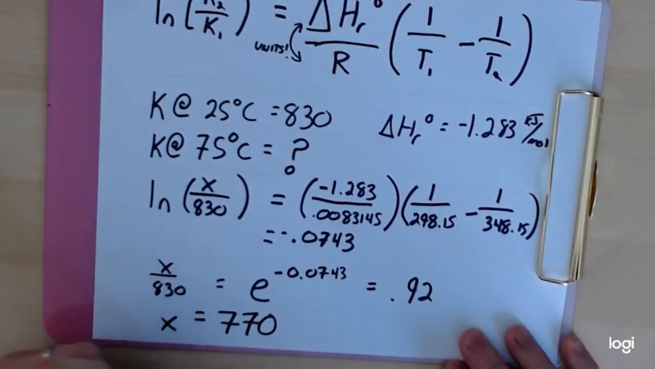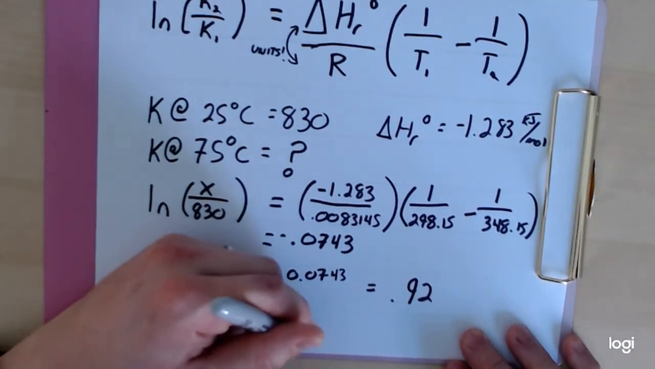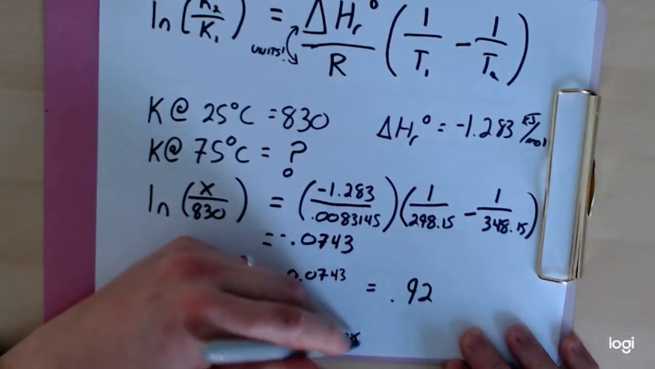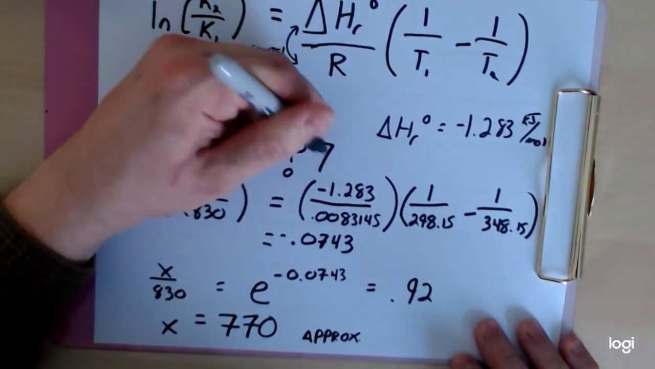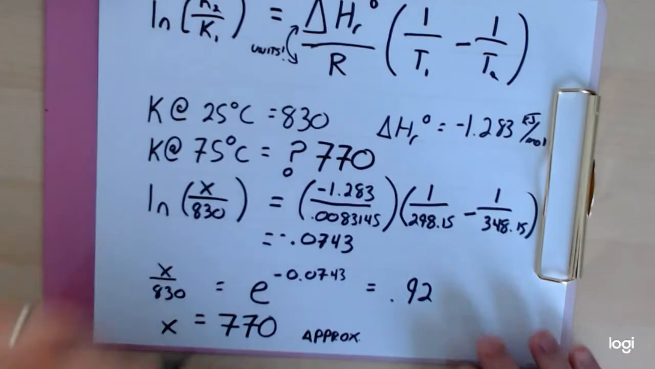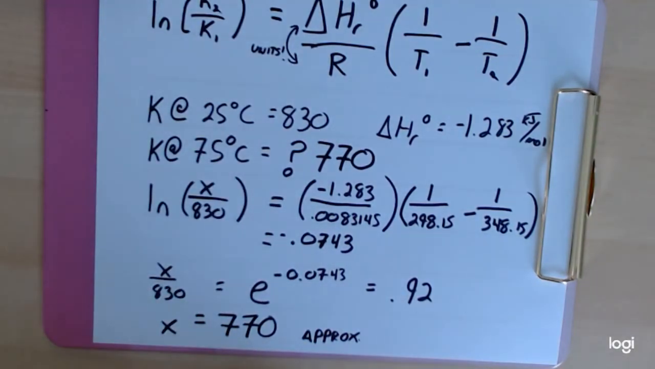And so we've solved our problem. We've identified K2. X is K2. And so K2, the K value at 75 degrees Celsius is 730. That is our new equilibrium constant for the new temperature of our system. Great. Awesome. Go Van't Hoff.